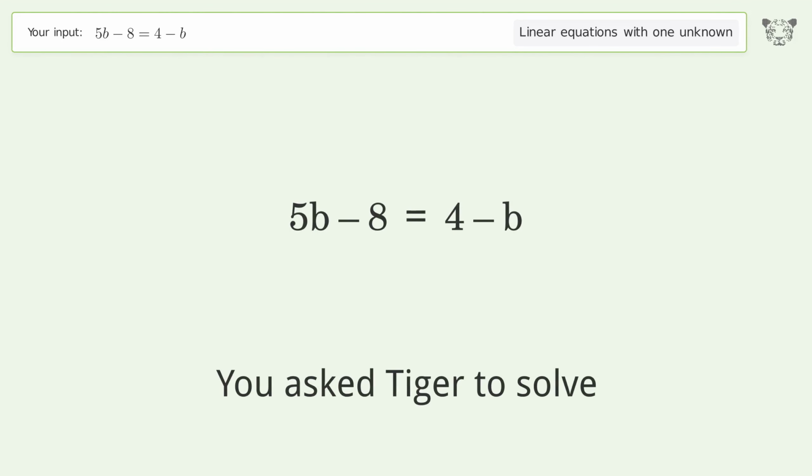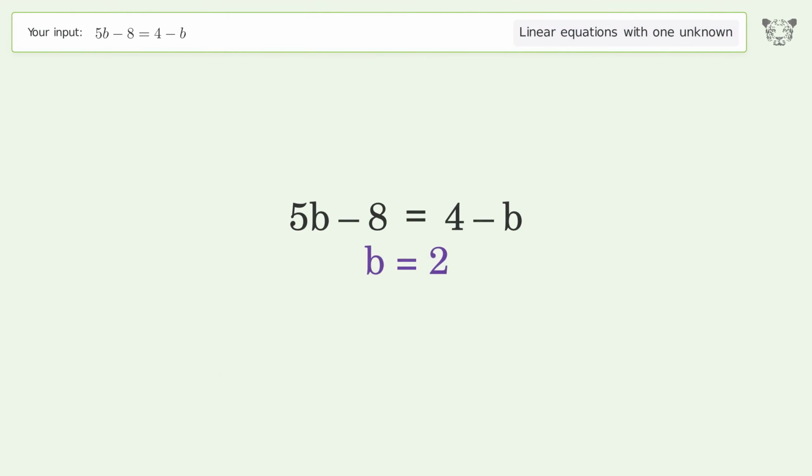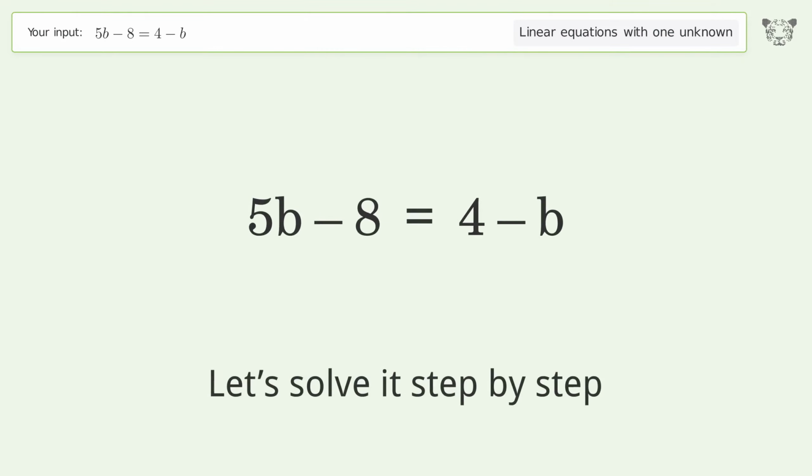You ask Tiger to solve. This deals with linear equations with one unknown. The final result is b equals 2. Let's solve it step by step.